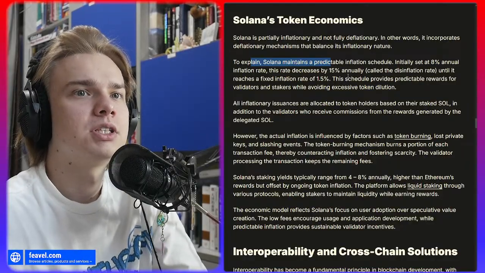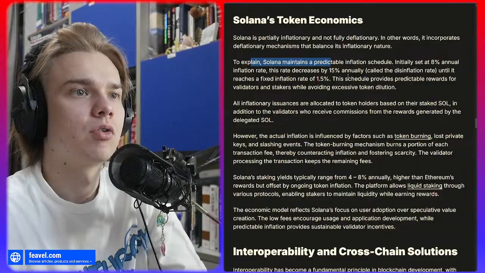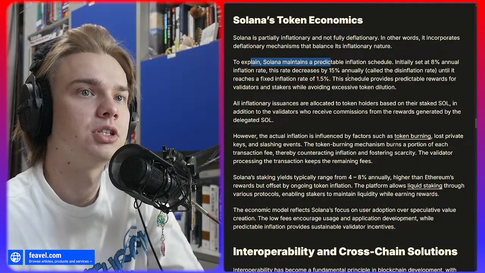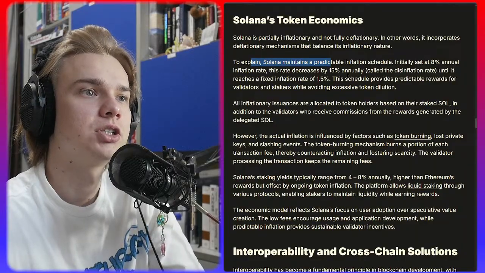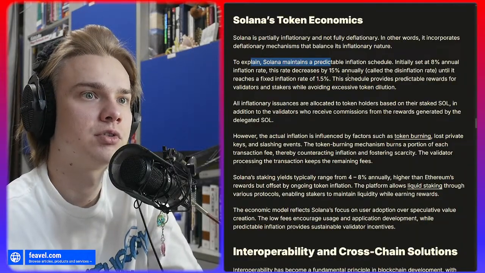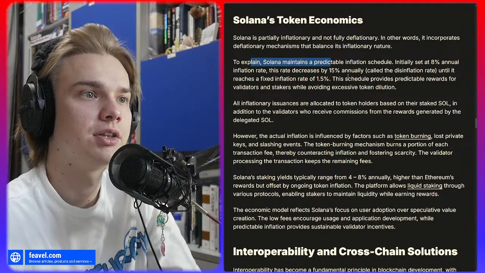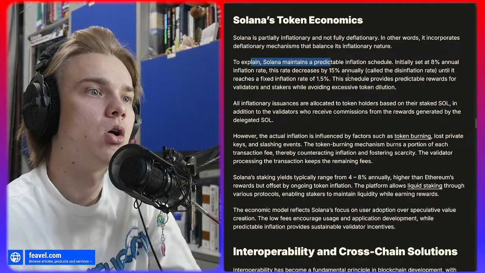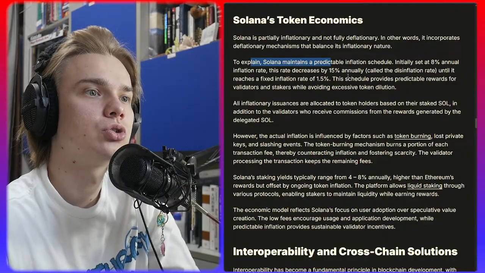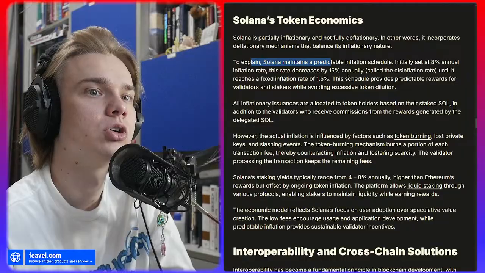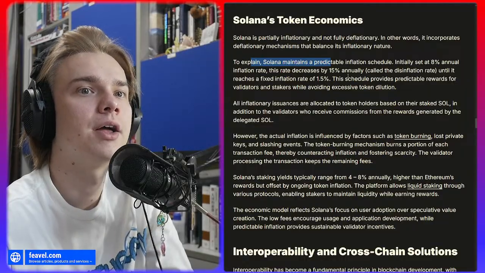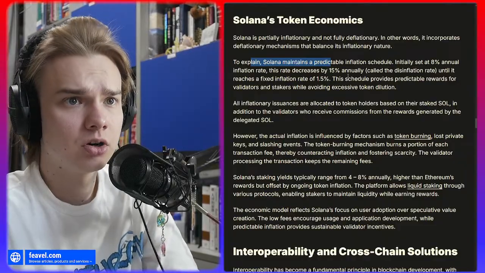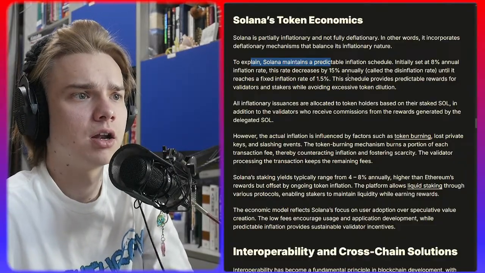Initially set at 8% annual inflation rate, this rate decreases by 15% annually, called the disinflation rate, until it reaches its fixed inflation rate of 1.5%. This schedule provides predictable rewards for validators and stakers while avoiding excessive token dilution. All inflationary issuances are allocated to token holders based on their staked Solana, in addition to the validators who receive commissions from the rewards generated by the delegated Solana.